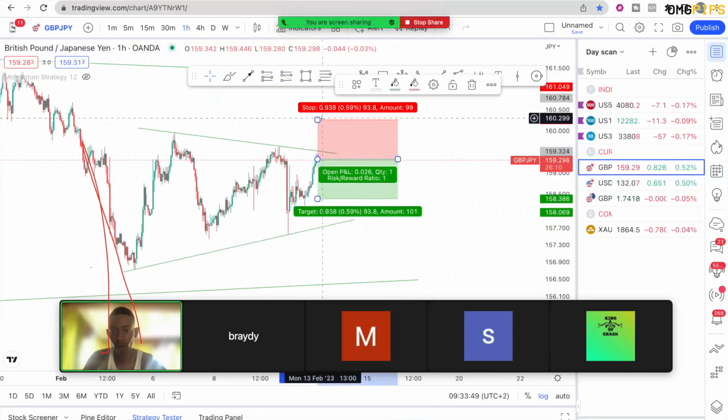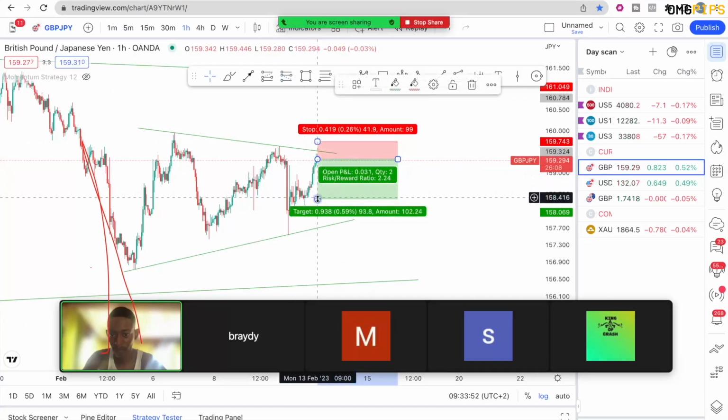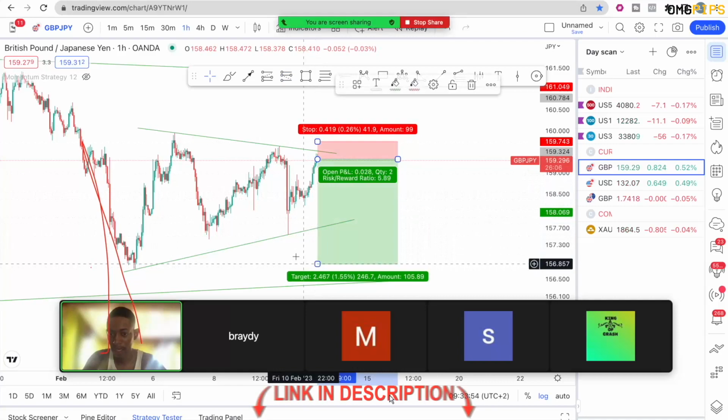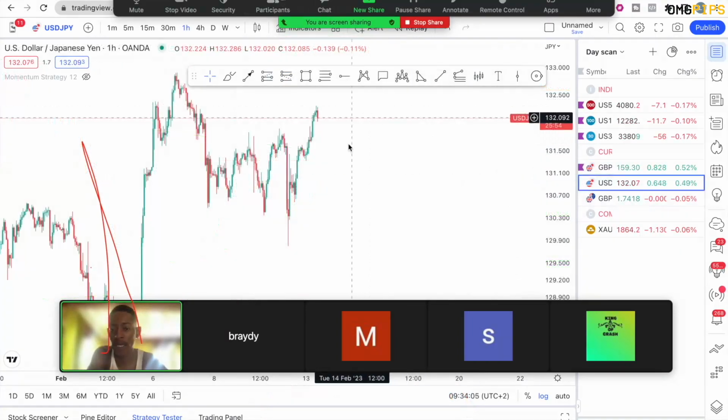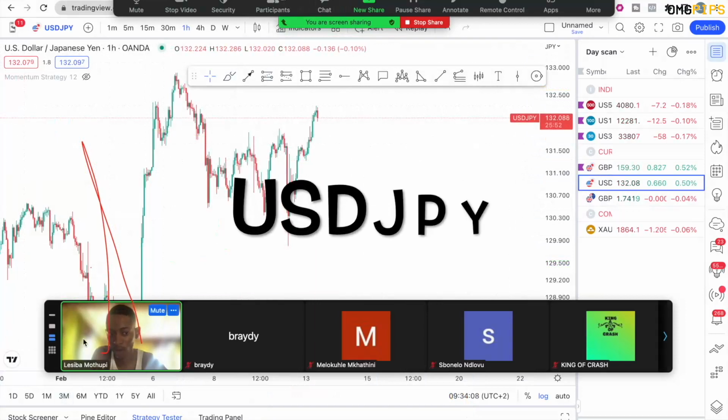Okay, going all the way down. I just have to remember these setups because I'm going to have to send them out as setups. But USD JPY. Okay.